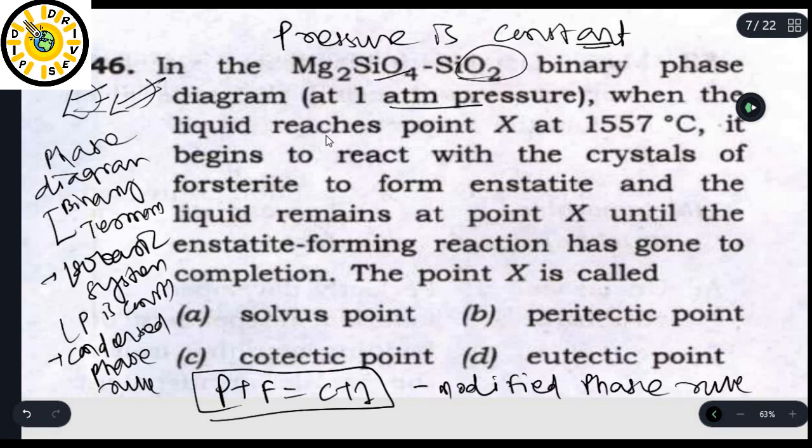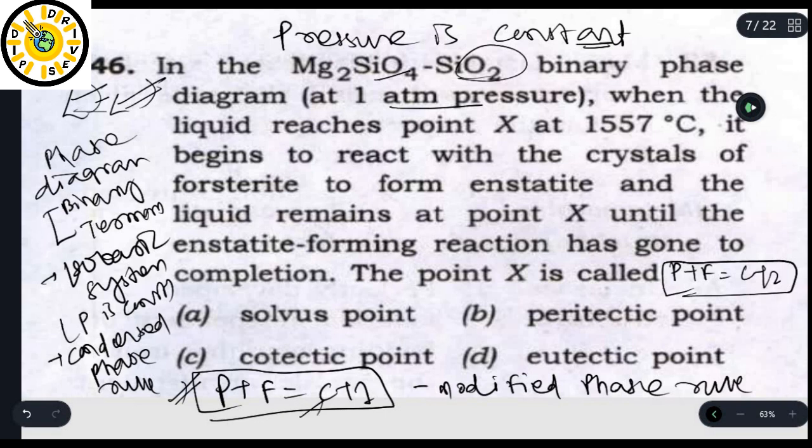I'll discuss different types of numericals on the basis of the condensed phase rule and the normal phase rule, how you apply them in the modified phase rule and in the normal phase rule. Suppose a numerical says to assume the pressure is constant, that means you apply this equation, not the normal equation P plus F equals C plus 2. You don't apply that; you have to apply the condensed phase rule.